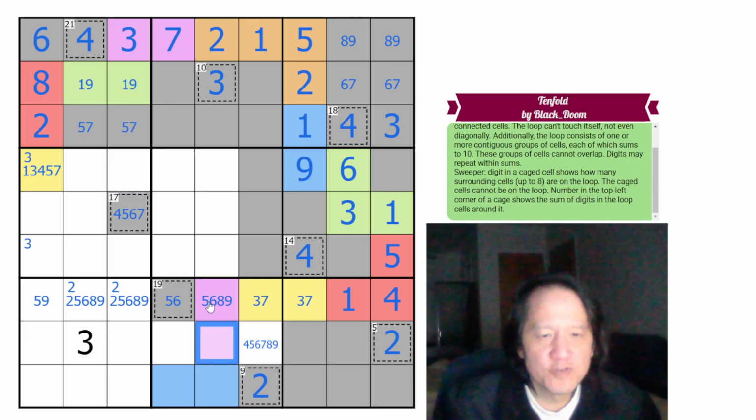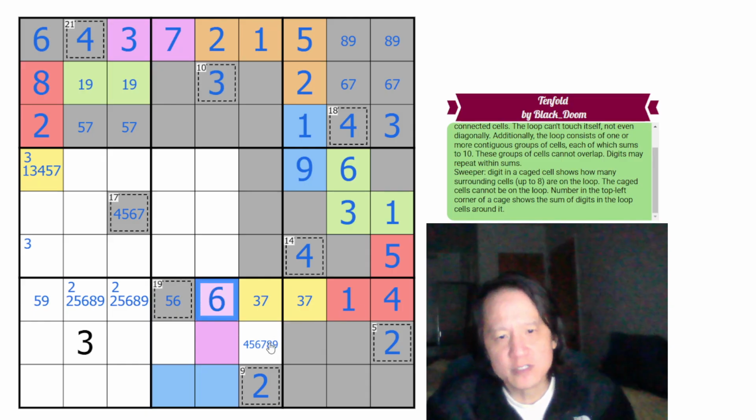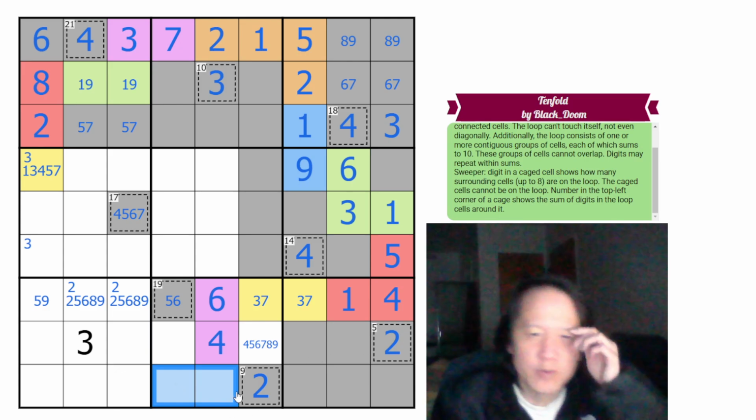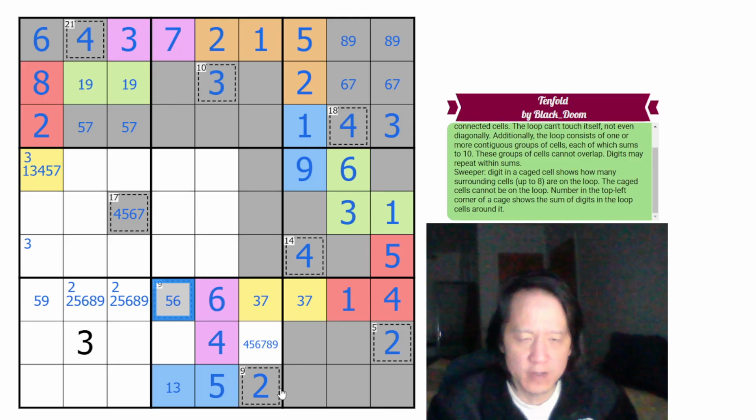So say this was 4 and 5. So actually, no, it has to add up to 10. So let's say this was 6 and 4. This could not be 3 and 7. It would have to be 1 and 9. Well, it doesn't have to be 1. This has to be 5. So then this could be 1 or 3. So that does work. Oh, doesn't work because of that.